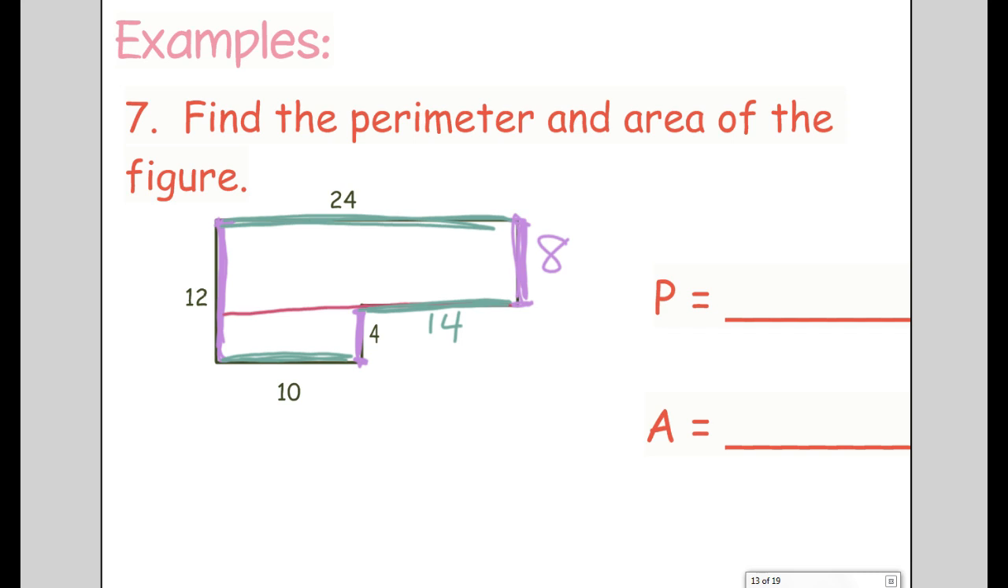And you should add up all the sides. Just add them. All of them. All the sides. That's what perimeter is. It's adding up the sides.